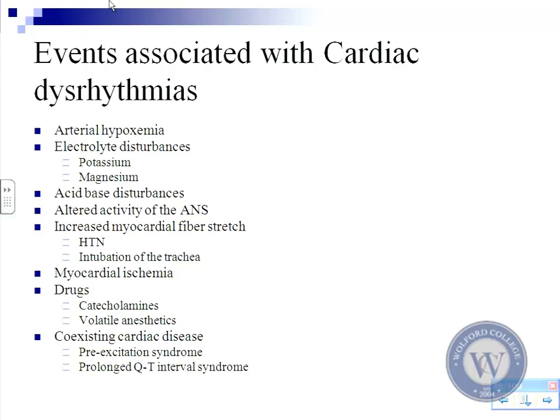Acid-base disturbances can also lead to dysrhythmias. Acidosis usually is the worst culprit. Then there is altered activity of the autonomic nervous system. We see a lot of PVCs in pain. Usually, if you take away the pain, the autonomic nervous system shuts down and the person stops having PVCs. An increase in myocardial stretch, such as hypertension or intubation of the trachea, can also lead to arrhythmias, as can myocardial ischemia. You can also get significant electrolyte disturbances from hyperventilation.